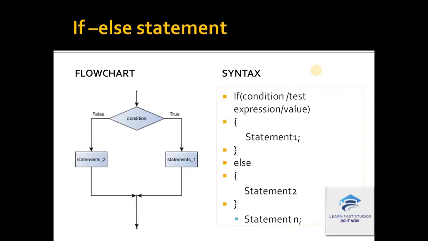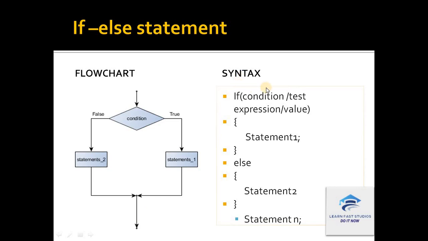Let us check the flowchart of the if-else statement. The if statement in the flowchart is given by using the decision box. If the condition is true, then it will execute statement 1. If the condition is false, then it will execute statement 2. After these two statements, it will go and execute statement n.